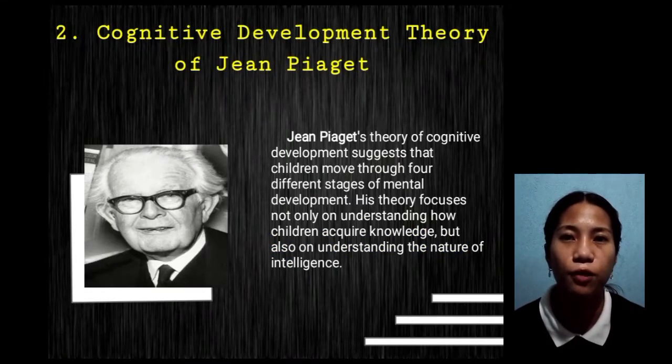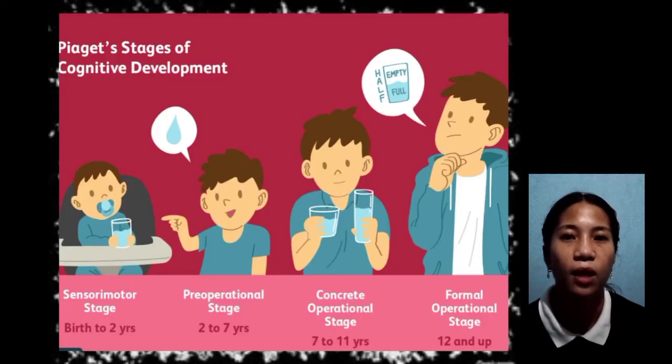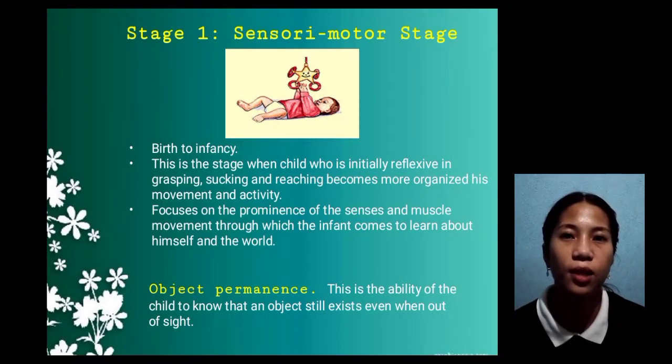The second stage of child development theories is the cognitive development of Jean Piaget. Jean Piaget's theory of cognitive development suggests that children move through 4 different stages of mental development. His theory focuses not only on understanding how children acquire knowledge, but also on understanding the nature of intelligence. The following are Piaget's stages of cognitive development. Stage 1 is the sensory motor stage. The first stage corresponds from birth to infancy.